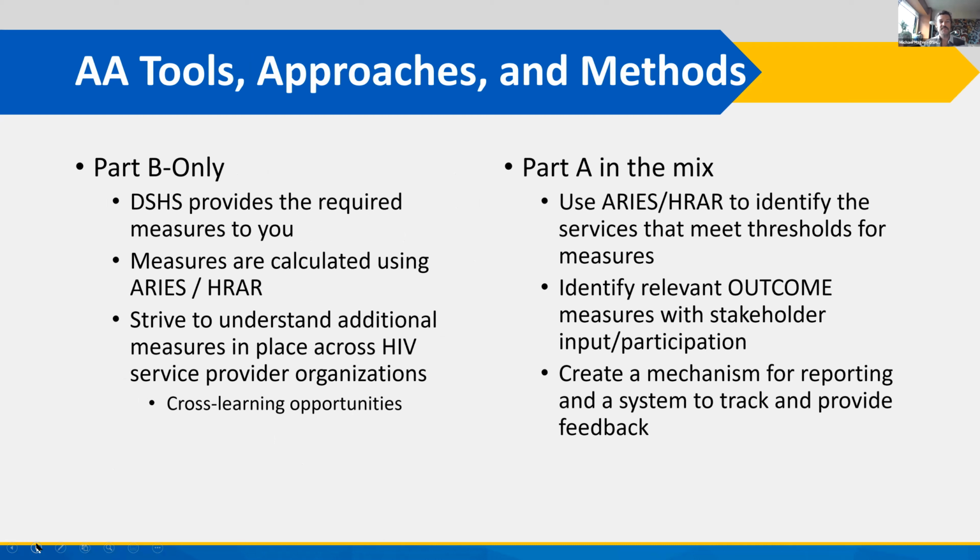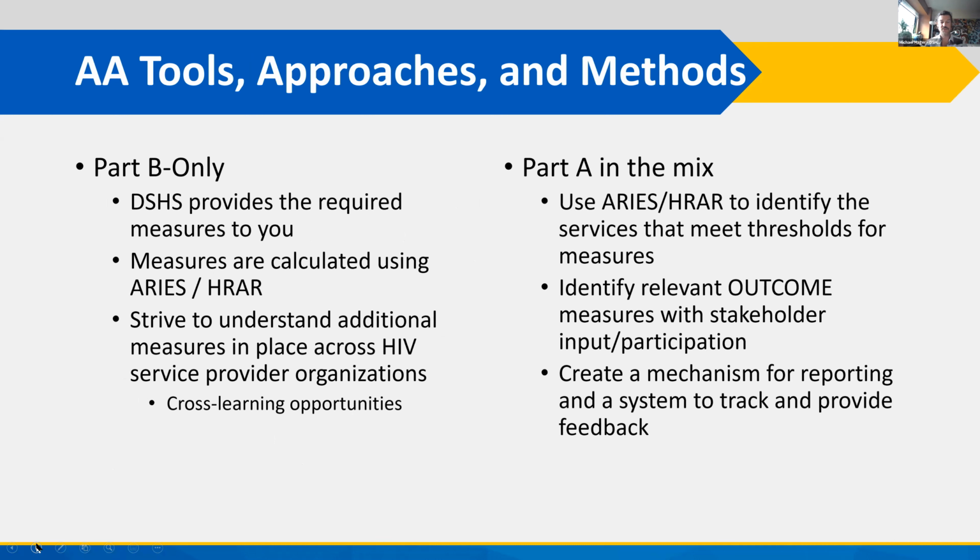So as Julie had mentioned, if you're a Part B only AA, you got a little bit off the hook here, right? Because DSHIS will provide you with the required measures. The syndicate is DSHIS' opportunity to bring together people to have this large stakeholder approach. And we've heard that before, right? There's not a small group of people in DSHIS wringing their hands and saying, this is how measurement will work. Absolutely not.